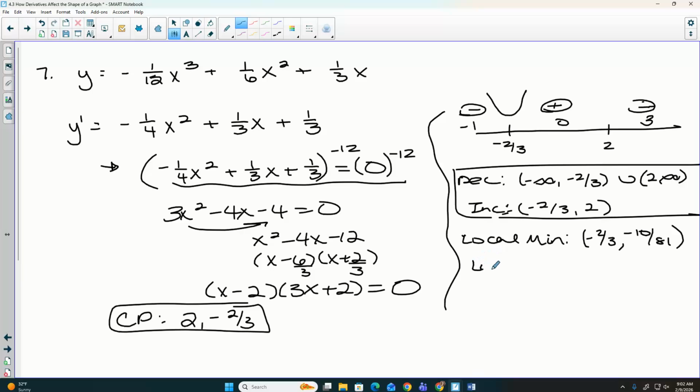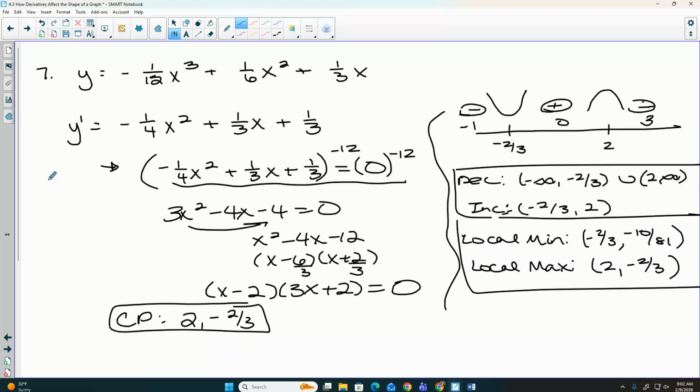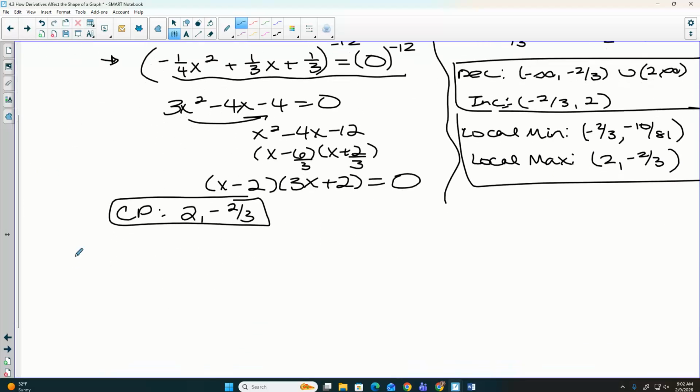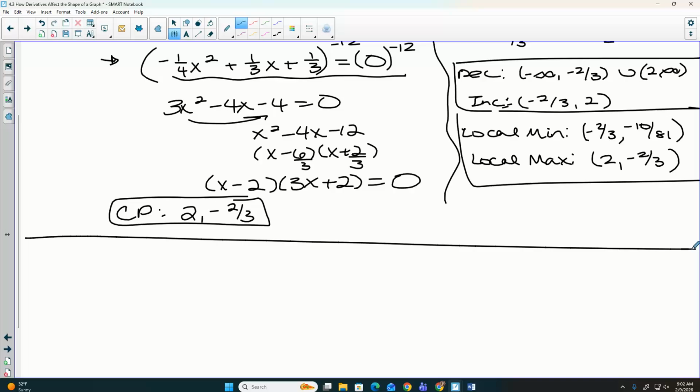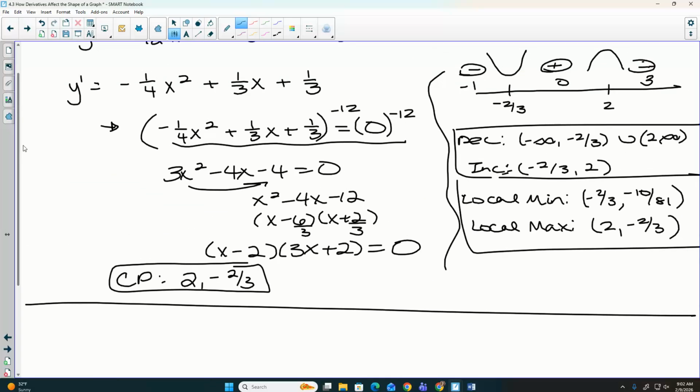Our local max happened right here when we went from increasing to decreasing. So if we put in a 2, negative 2/3. Okay, that's our increasing, decreasing, max, min. Now what do we need? Inflection point. So we come back and we do our second derivative.